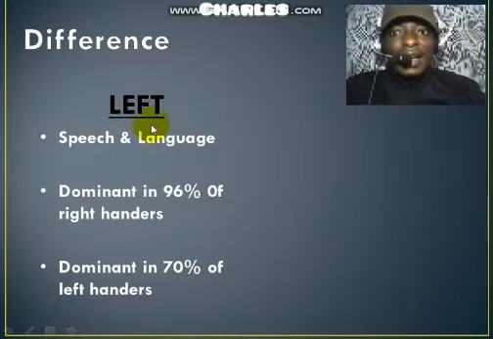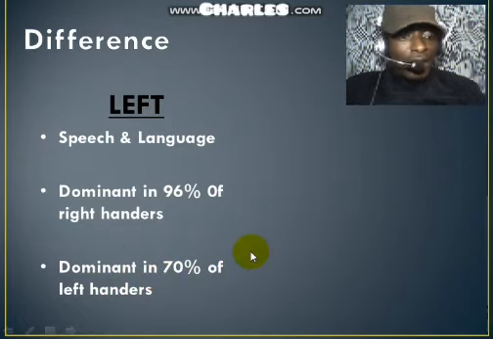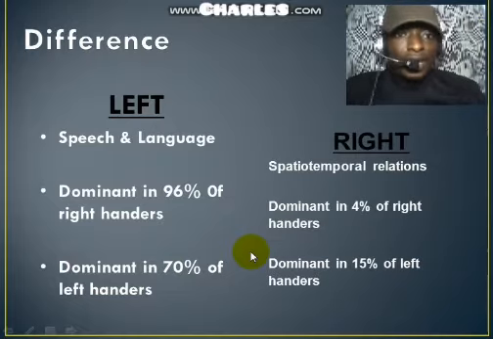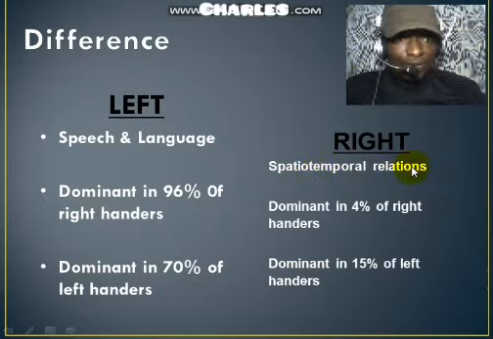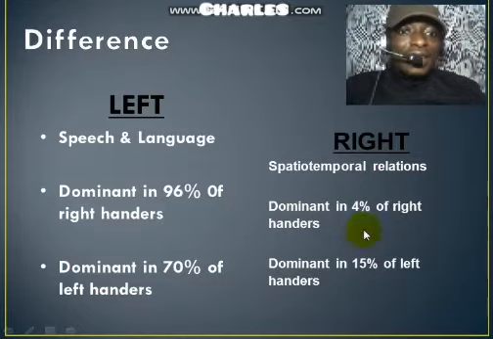I've said this a countless number of times in this class. It is dominant in 96% of right-handed people and 70% of left-handed people. Okay? Now, for the right hemisphere, it plays specific roles in spatiotemporal relations, or you could call that visuospatial relations. We shall learn more of this as we proceed. It is dominant or more active in only 4% of right-handed people and 15% of left-handed people.